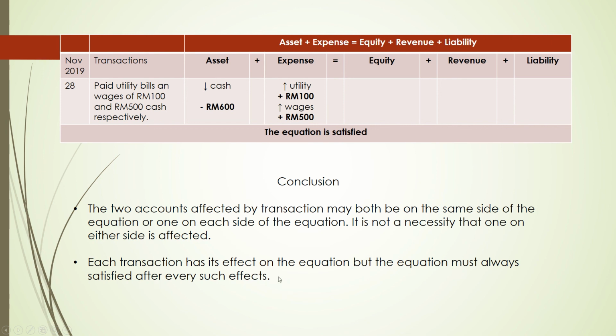Okay, so now let's look at November 28. Here we have asset decrease, expenses increase. So these are the effects, but we have to make sure that the effect will make the equation equal. Okay, so if there is a decrease in cash, 600 ringgit, expenses will be increased by the same figure. Therefore, negative 600 ringgit plus 600 ringgit, the amount will become 0 for this side, and for another side, the amount is also 0. So you have to make sure that the effect must follow the equation.